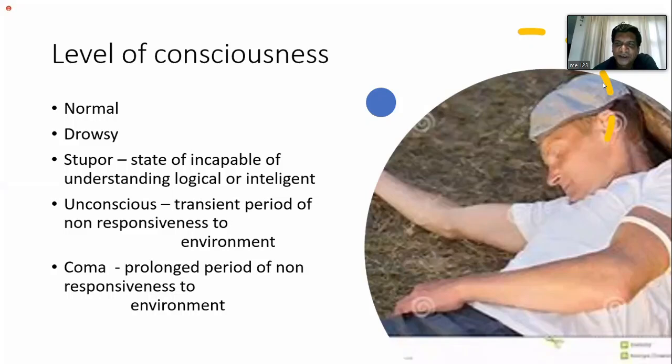That is drowsy, right? So what are the conditions you think of in drowsiness in a patient?